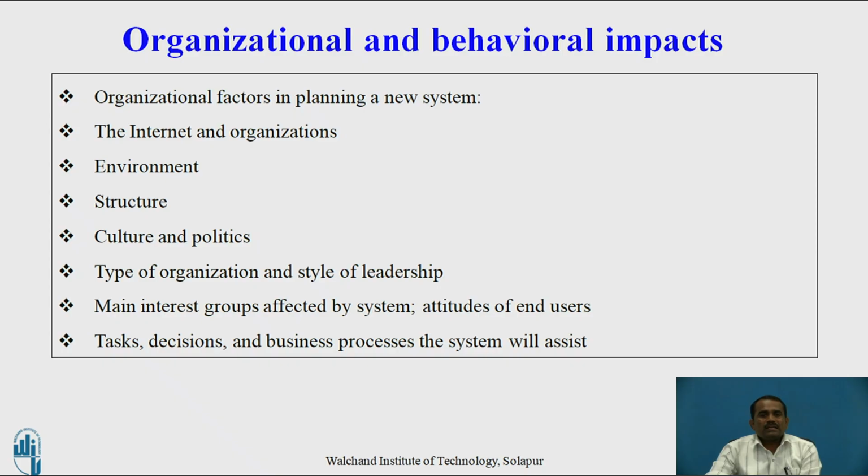The main interest groups affected by the system: the attitude of end users in the business plays a very important role, along with what type of tasks we are considering, and what decisions will be made by the higher authority as well as team leaders and members. And the business processes the system will assist: how we have to start, what type of business we have to run, and how to grow the business. The technology can improve, and based on the technological points the business will improve, and we have to adopt the latest technology to make the business more effective.